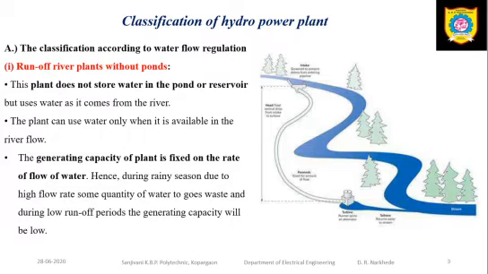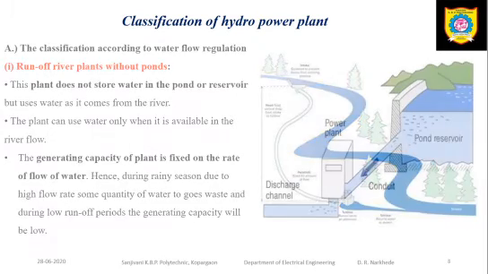So the generation depends on the availability of the water. When the water is available in the river, at that time only electricity is generated. During monsoon we can generate extra electricity, but the problem is that if there is heavy rain then the total water cannot be utilized. And during summer season when there is low water, electricity cannot be generated. So such types of power plants are not suitable in India in most situations.